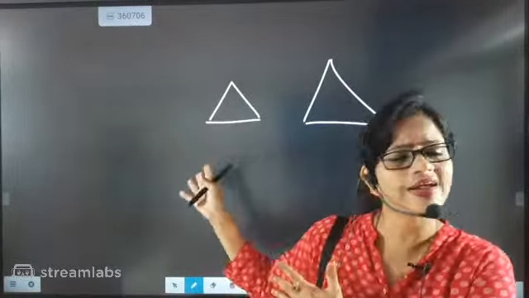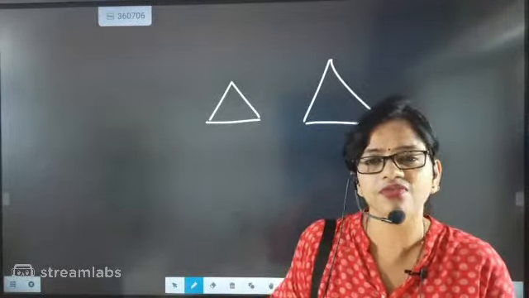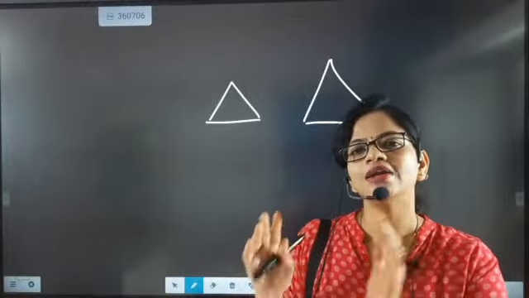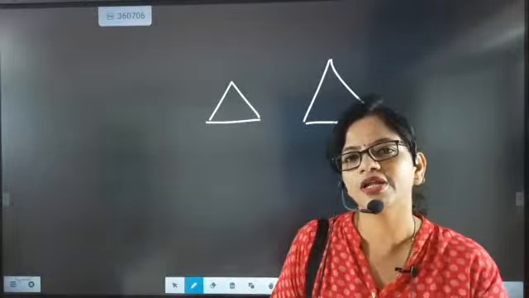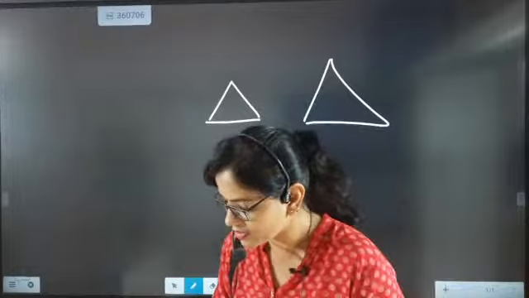I want these two triangles, no sides I have given, nothing I have given. I just asked you that auntie wants these two triangles to be similar, beta. How can we make these two triangles similar?